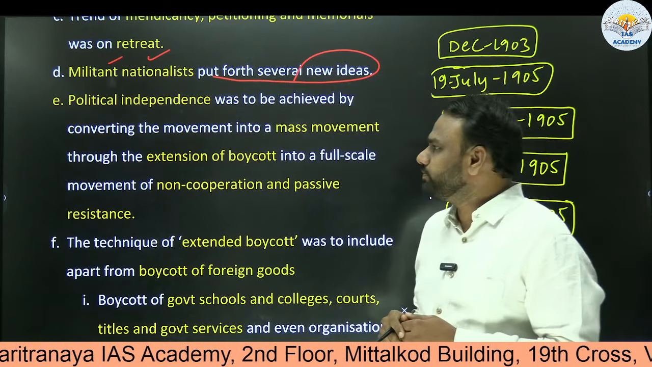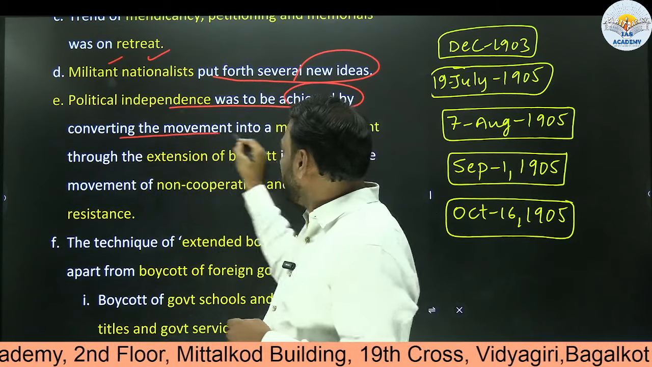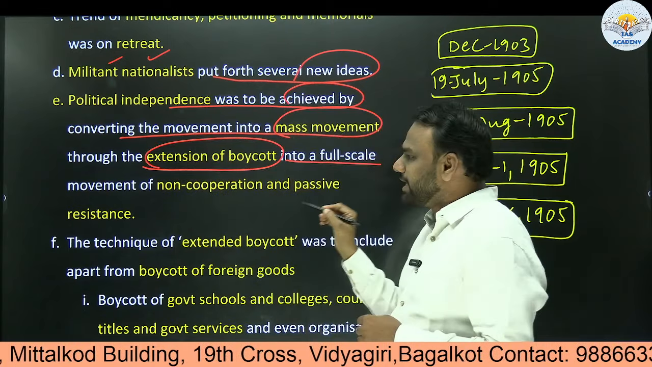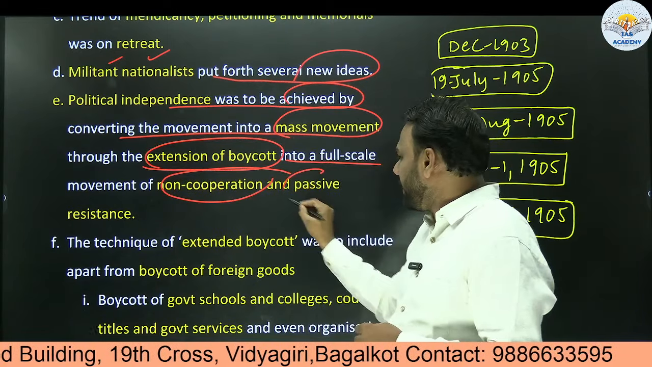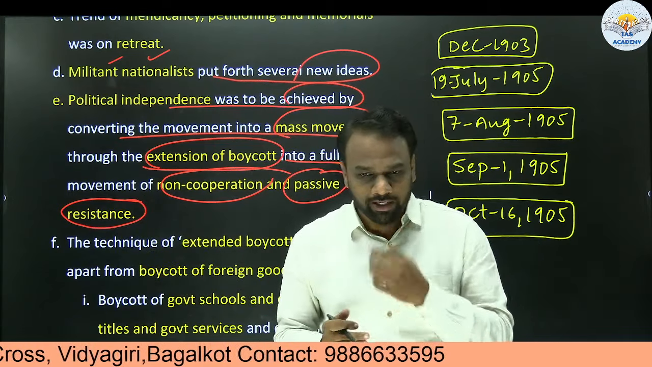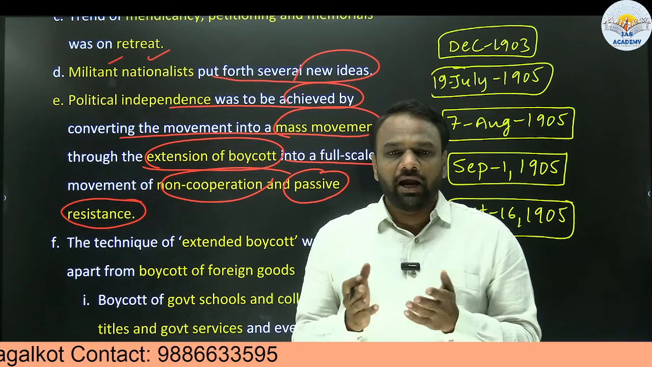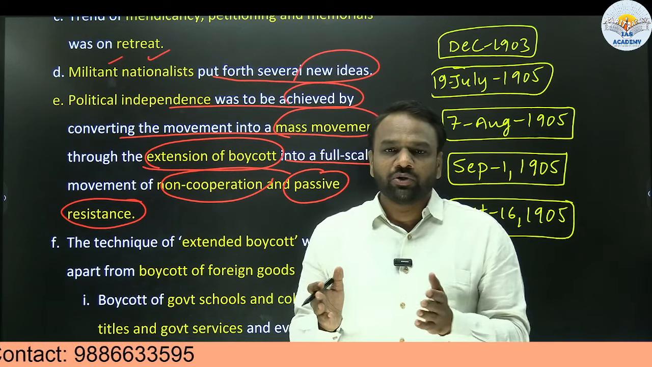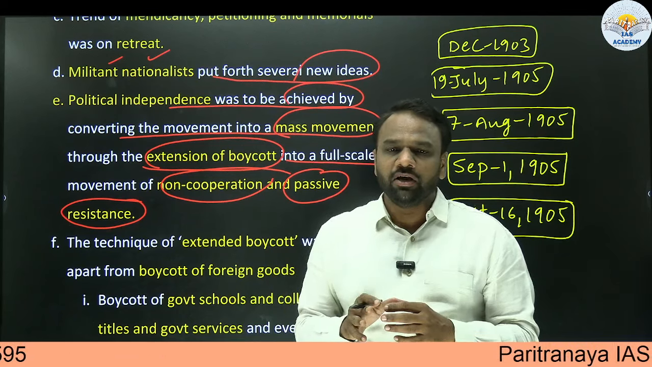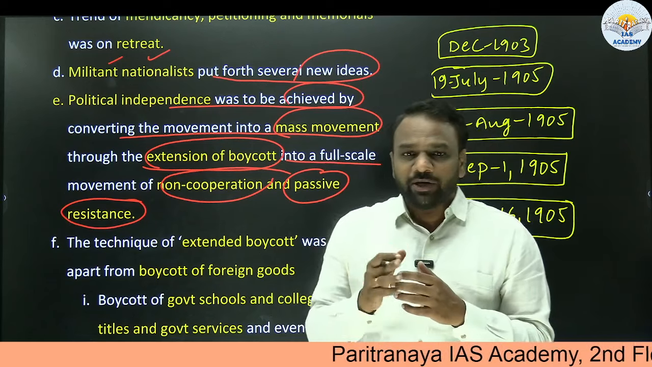Next, political independence was to be achieved by converting the movement into a mass movement through the extension of boycott into a full-scale movement of non-cooperation and passive resistance. Now, new ideas were coming. What were the new ideas? The major intention was to stop the partitioning, or as the partitioning had already taken place, there was a pressure on the government, they were protesting to cancel that partition and reunite the two Bengals as one administrative unit. But now it was trying to take a different turn.